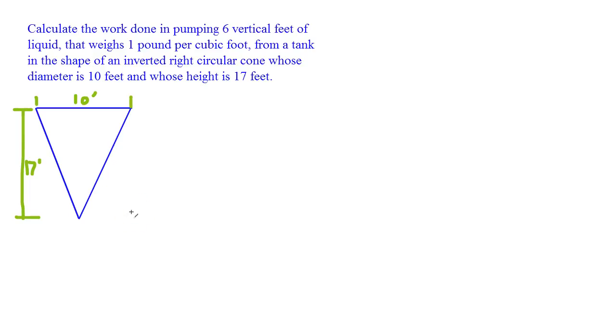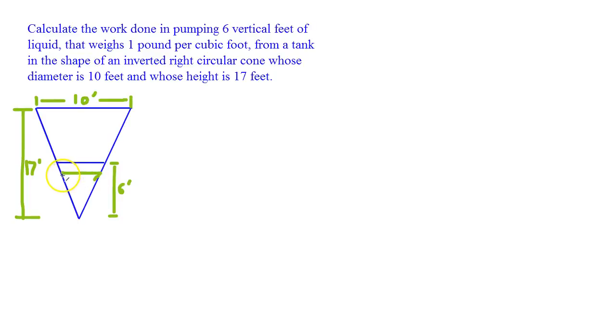Okay, so what we're going to do is calculate the work done in pumping 6 feet of liquid that weighs 1 pound per cubic foot from a tank in the shape of an inverted right circular cone whose diameter is 10 feet and whose height is 17 feet. So just to get the concept across, here's what the actual inverted cone looks like. And just imagine it is the cone. Okay, so we're dealing with 6 feet of liquid that we're working with, and we want to talk about each little disc, each slice. Okay, so let's take a look at the actual slice.